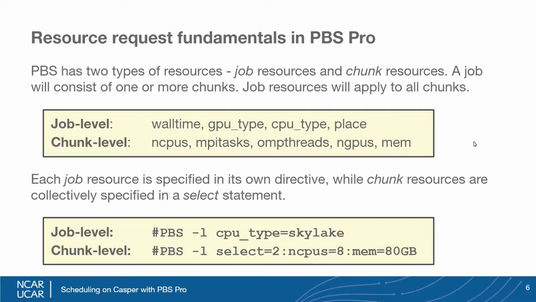If you look at the manual page for qsub, or if you look at the PBS user guide, it'll give you a lot of detail on using the place statement. Now, these chunk level resources are things like the number of CPUs, ncpus, MPI tasks, OMP threads, ngpus, so the number of GPUs, and then the node memory, mem. And these apply only to a particular chunk or a collection of chunks. Another thing to note is that each job resource is specified in its own directive. So each of these hash PBS lines is a directive. And then the chunk resources are all collectively specified in a select statement here.